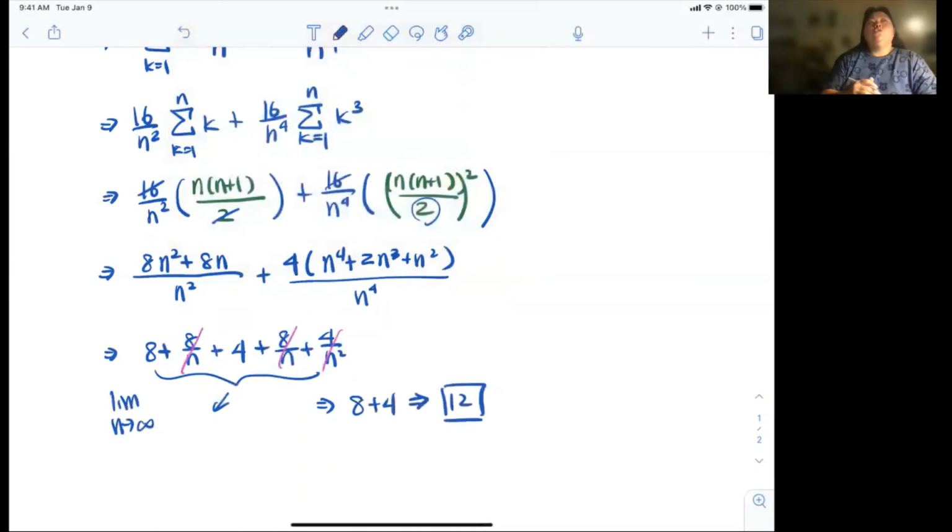So again, when you have infinitely many rectangles, you will see that it really doesn't matter whether you're inscribed or circumscribed. Your answer is going to be the same. However, don't be lazy on your tests and quizzes. You have to show me both ways, all right?